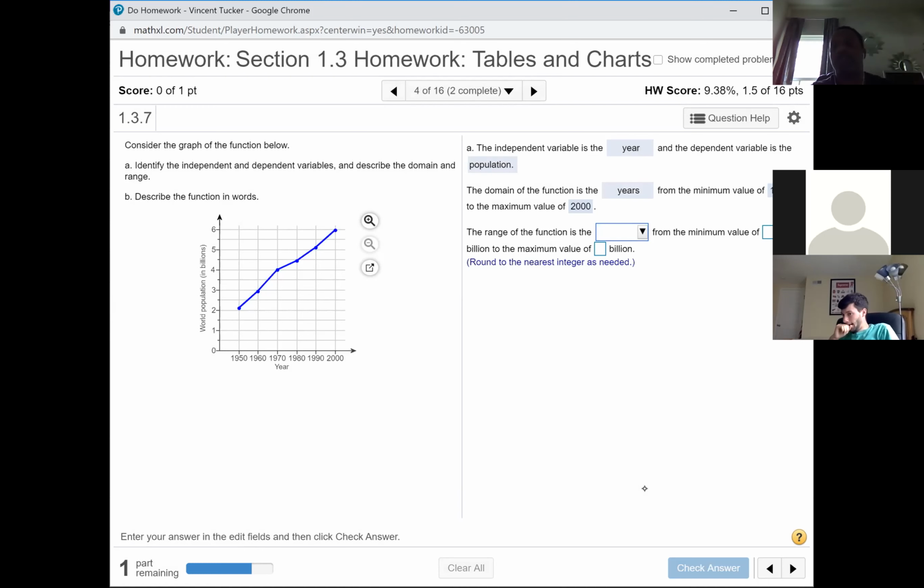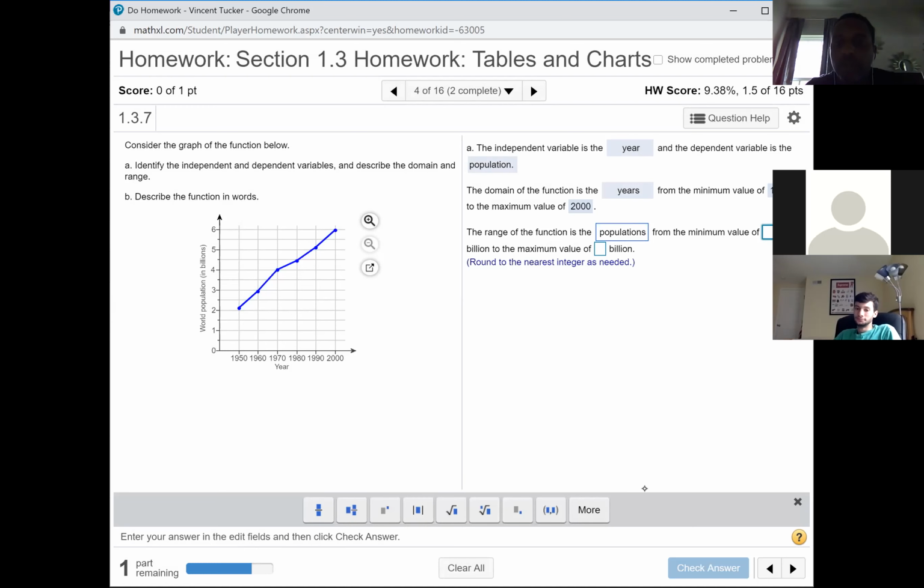Then the range will be your population minimum value. And notice it says round to the nearest integer. Notice that when we look at our y-axis, or vertical axis, that point is close to 2, but it's not there, but it tells us to round to the nearest value, or the nearest integer. So we use that 2, and then the other one would be 6.